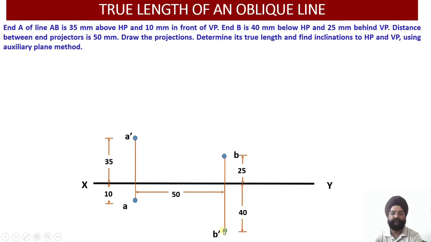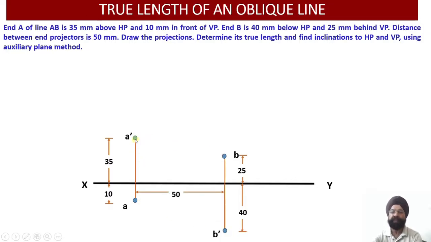So B dash point will be drawn below the XY 40 millimeter and end B will lie 25 mm above the XY line. Now very carefully, we need to join A with B and A dash with B dash. A common mistake which again many students make, they join these two ends over here.